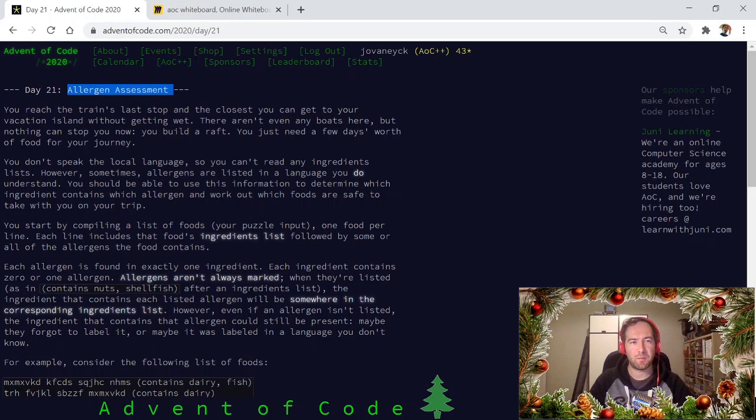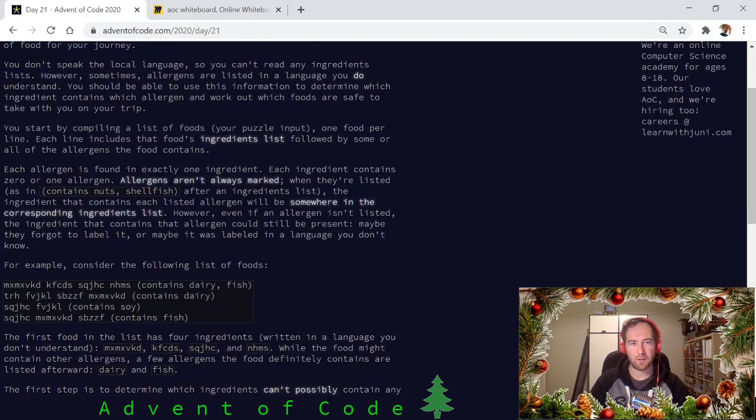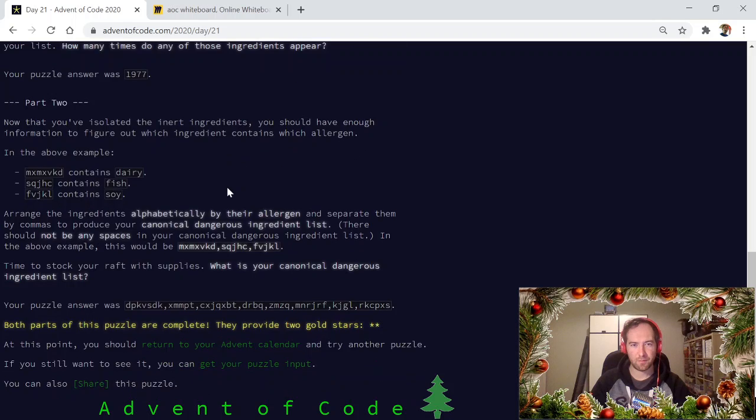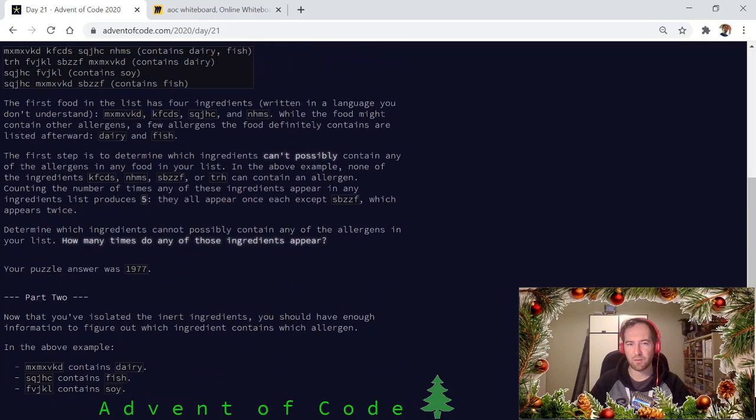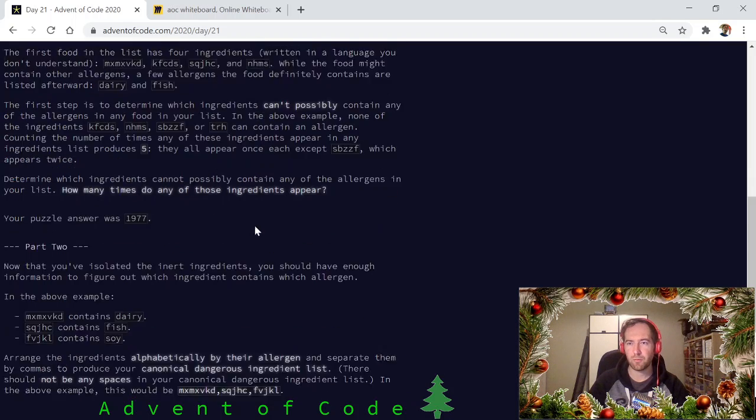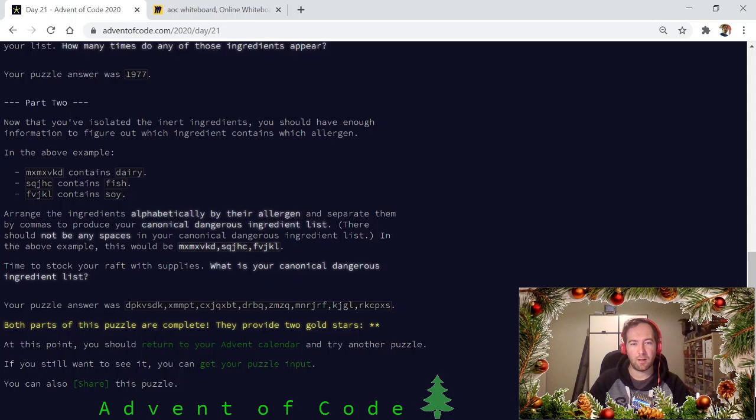So day 21 is about finding which ingredients contain which allergens, which was a bit of a constraint satisfaction kind of thing, which was really interesting. And I solved it using a search algorithm: a complete depth first search with backtracking if we make a wrong assumption. So I go through every possible combination, and if it doesn't work out, I backtrack and try something else.